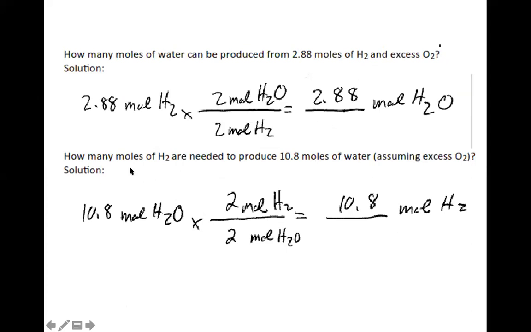And how many moles of hydrogen are needed to produce 10.8 moles of water? Assume oxygen is in excess. In that case, you will get 10.8 moles. So your homework is all the problems. It is calculated in a very simplified form, so you can do it in your own style and get all the correct answers.